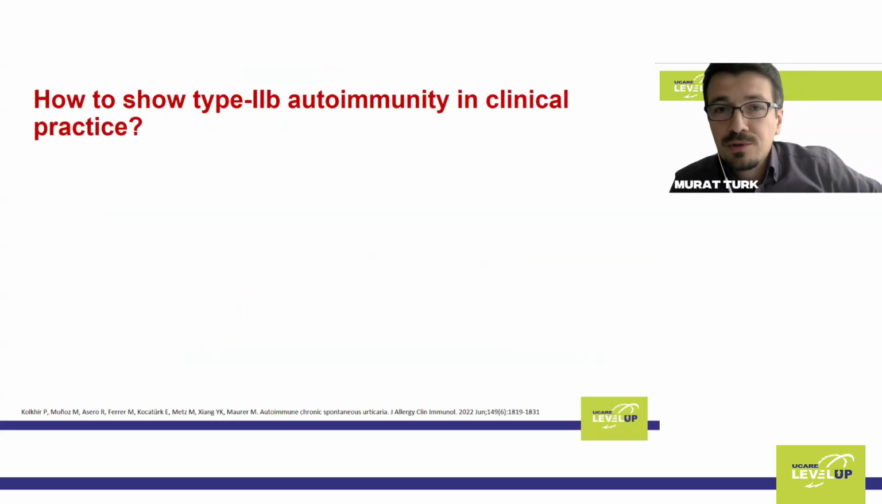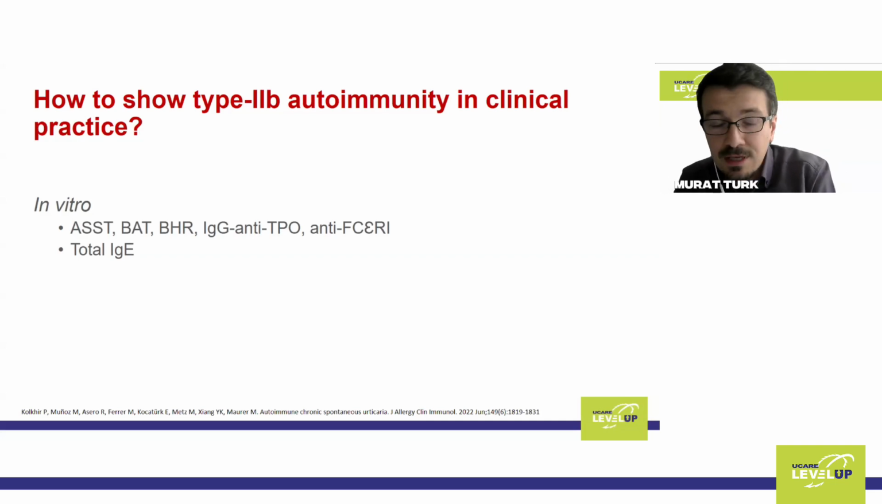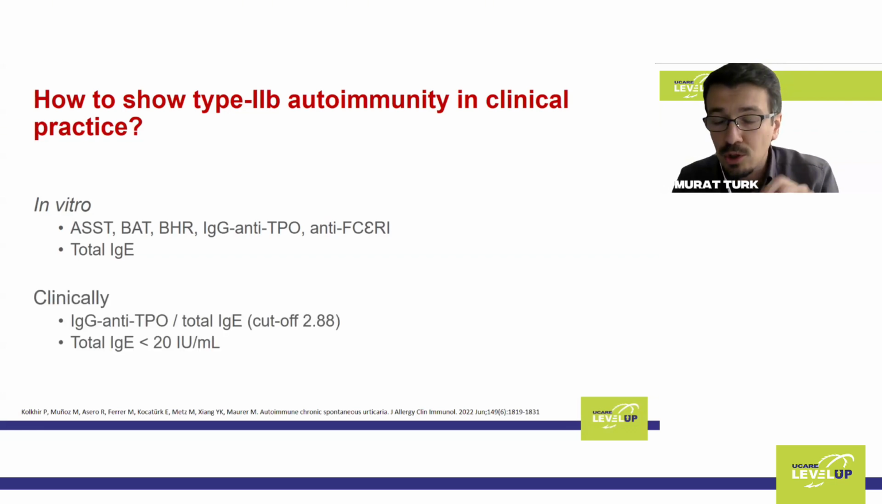So how can we show type 2b autoimmunity in our clinical practice? In vitro, we have the autologous serum test and basophil tests like basophil activation test, basophil histamine release assays, and as I said before, IgG against TPO or IgG against Fc epsilon itself. Again, total IgG is quite confusing. Higher numbers, as I said before, increased numbers of total IgG mostly do not rule out or show us the way to the underlying endotype. But in here, low numbers of total IgG is really quite helpful, especially if a patient has a total IgG level less than 10 units per milliliter. It's quite highly probable that this patient has a type 2b endotype, and also it's quite probable that this patient might not have a clinical control with omalizumab itself.